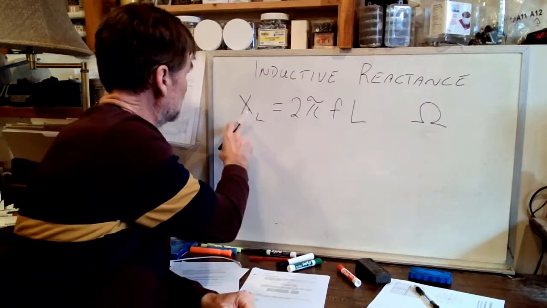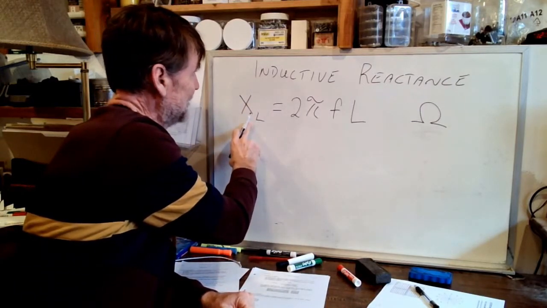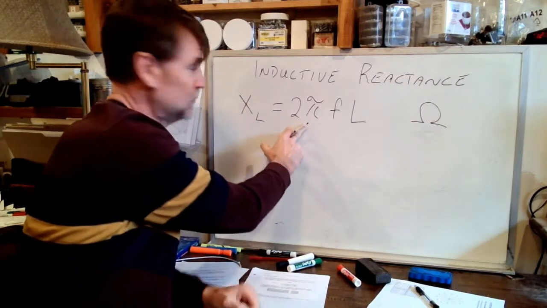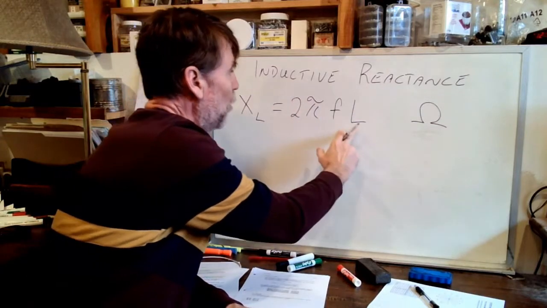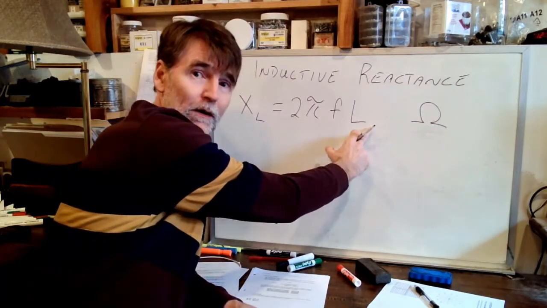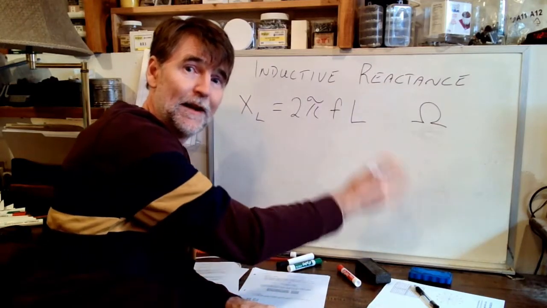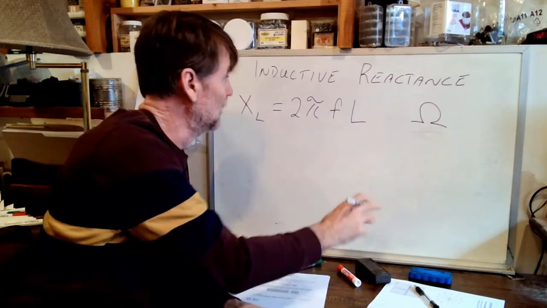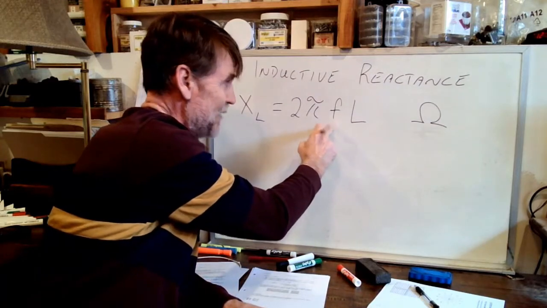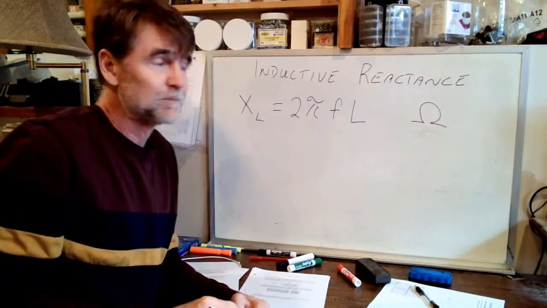So let's look at this. How do we calculate the inductive reactance? Well, the sine wave, enough said. What is the size of the coil? There are a number of variables involved in calculating L, but they're all about the physical characteristics of the coil. And then finally, it's f. What is the frequency of the sine wave?